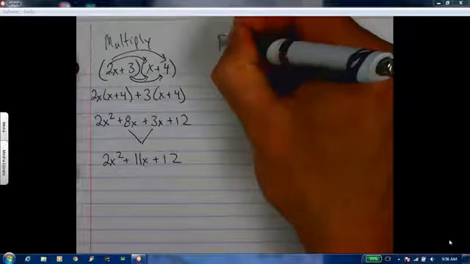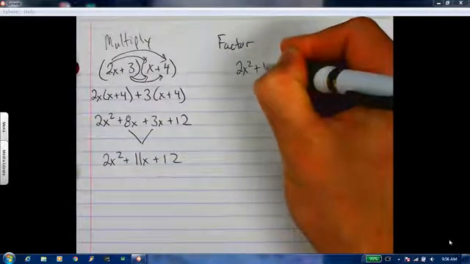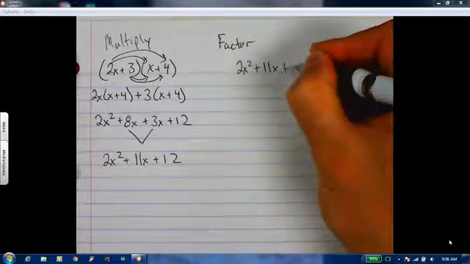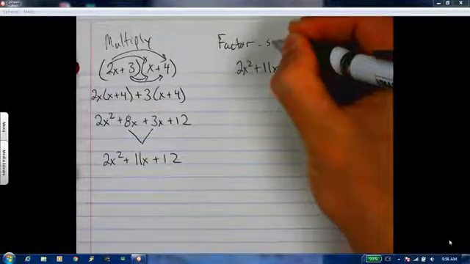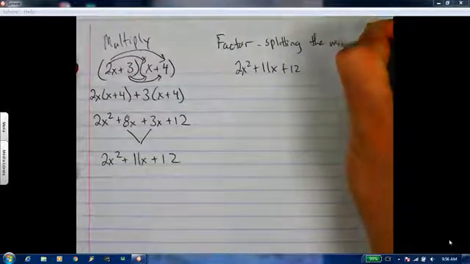So we're going to factor. We're going to start with what our answer was, 2x squared plus 11x plus 12. And the process that I have here is called splitting the middle.